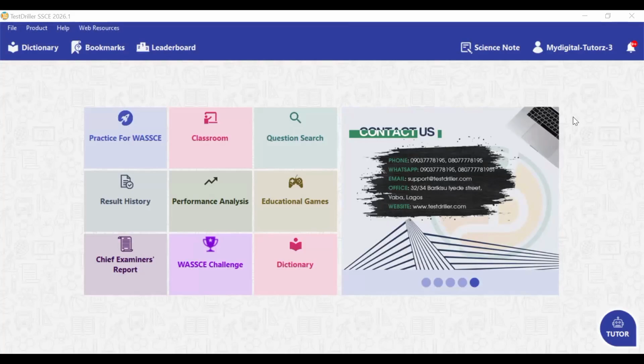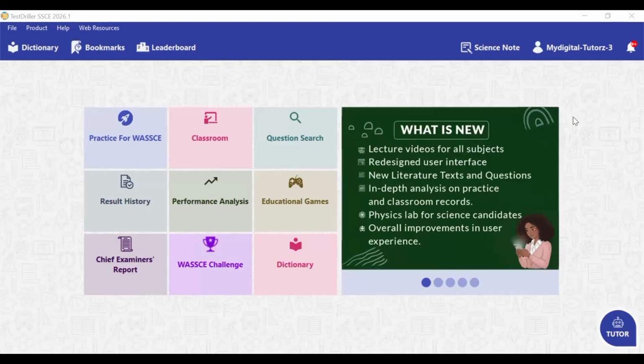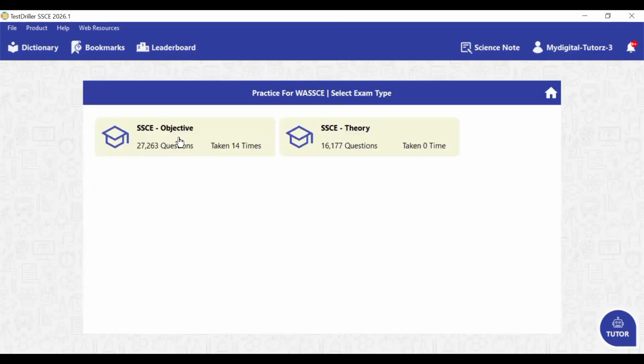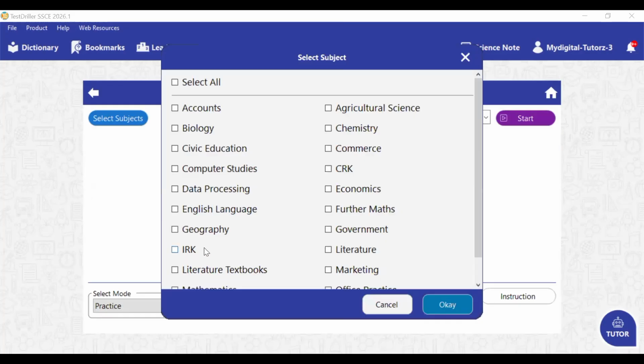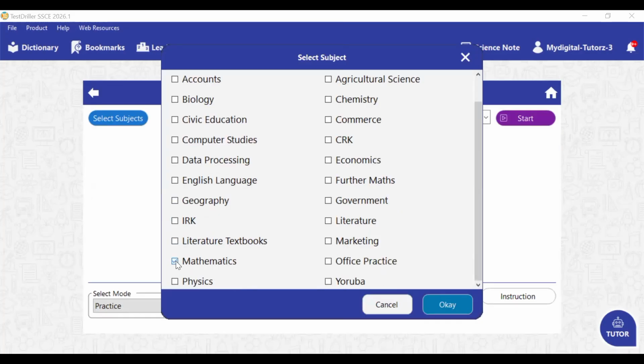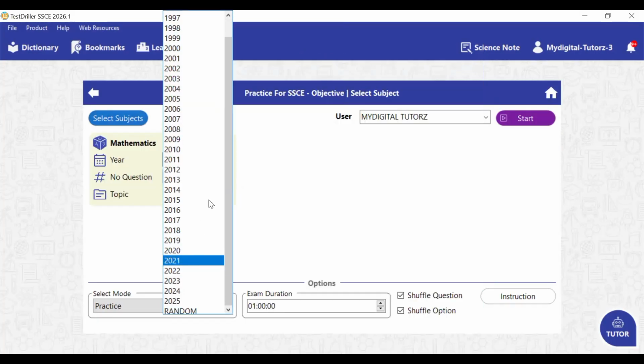Hi guys, welcome back to the ongoing 2024 past question on mathematics. So we've been solving past questions on the 2024 past maths questions so far.